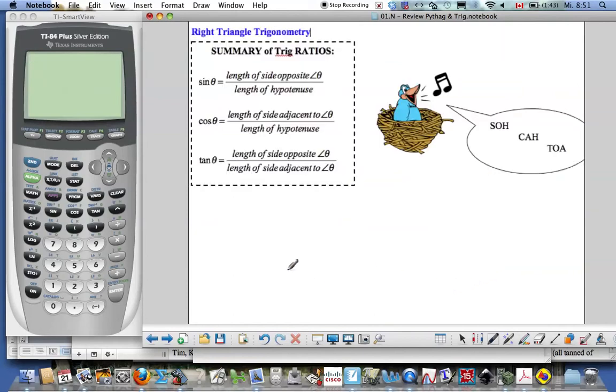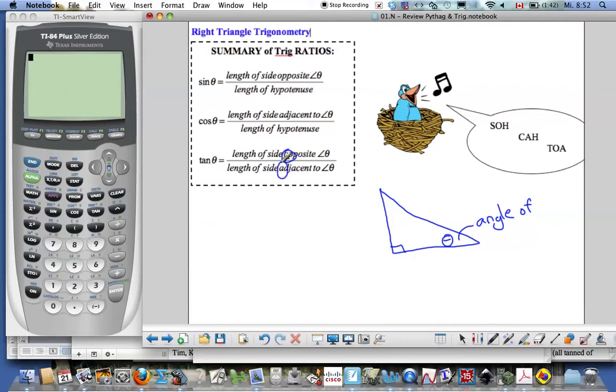So, look at that nice picture of that bird singing. SOH CAH TOA. And I like to remember this as "SOH CAH TOA." But first of all, these are the rules that we can follow if we have a right triangle. We're dealing with right angle trig, okay? And if you remember, let's just go through quickly. Sine is the opposite over hypotenuse, cosine adjacent over hypotenuse, and tangent opposite over adjacent.